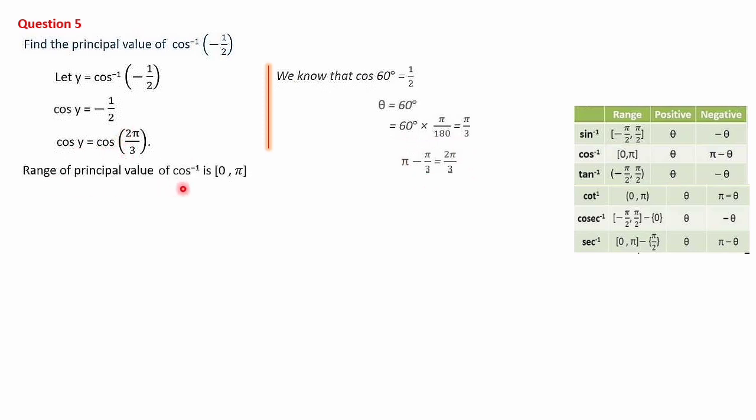Range of principal value, that is between 0 and pi, both are inclusive. So surely 2 pi by 3 is in between these two. So the principal value is 2 pi by 3.